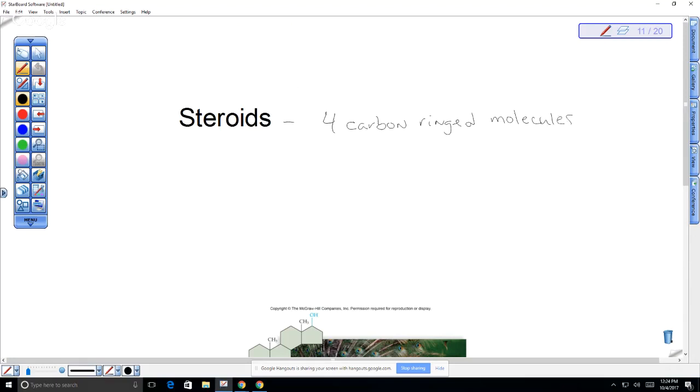So they have a specific structure. And remember how I said that carbon can form into rings? Anytime you see these 4 rings stuck together, you know that is a steroid. They are also insoluble in water, but they can move across the membrane of cells.